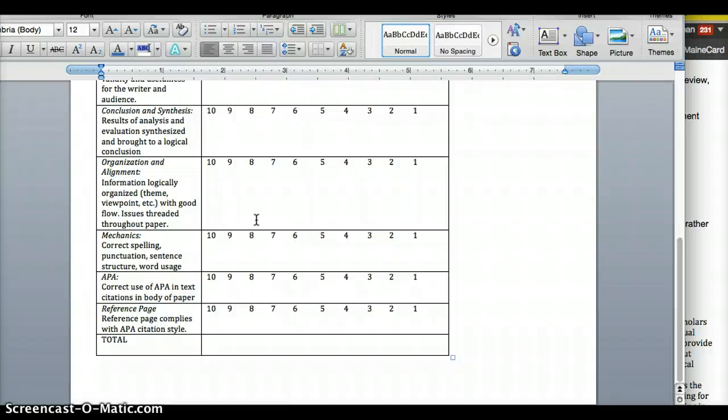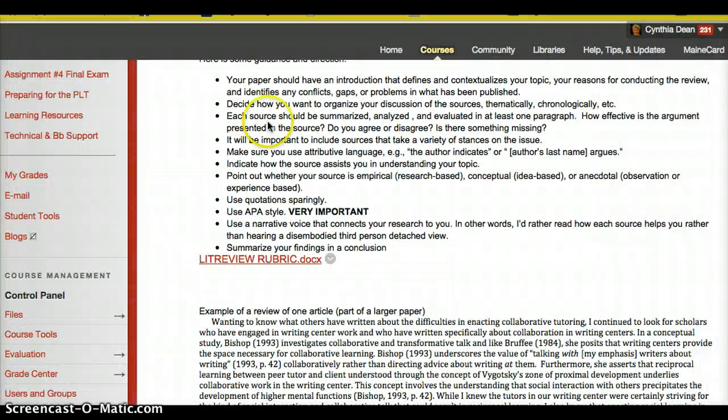Now, there should not be anything appearing on your reference page that is not cited in your paper, okay? So even if you looked at 5,000 articles, I only want to see the 5 or 6 or 7 that you used in your research, okay? So don't be putting a whole bunch of stuff on that reference page that doesn't belong there, all right? Okay, let me close this out.